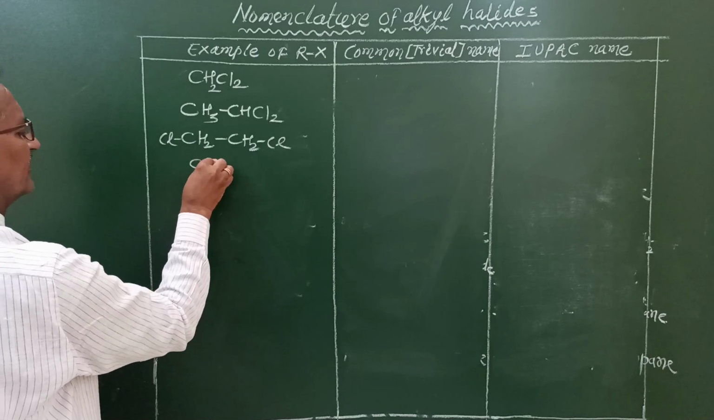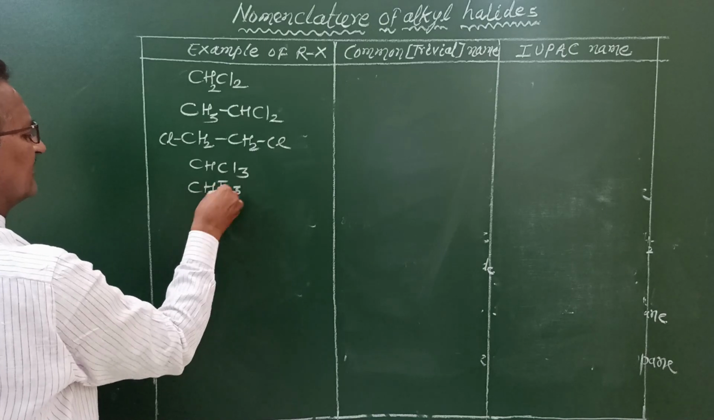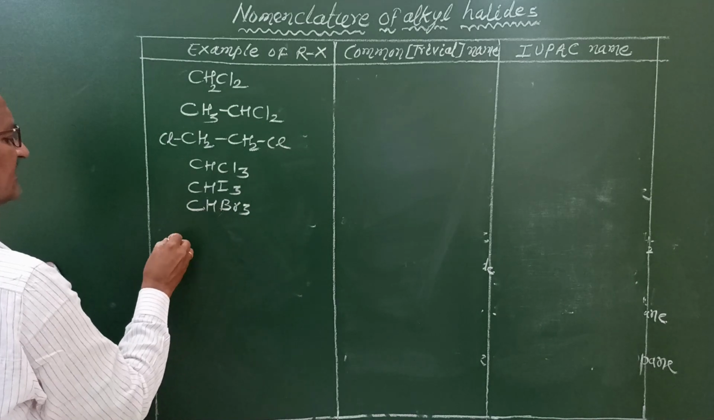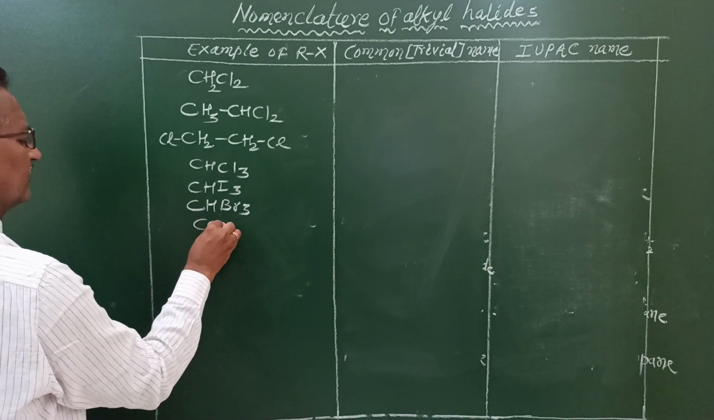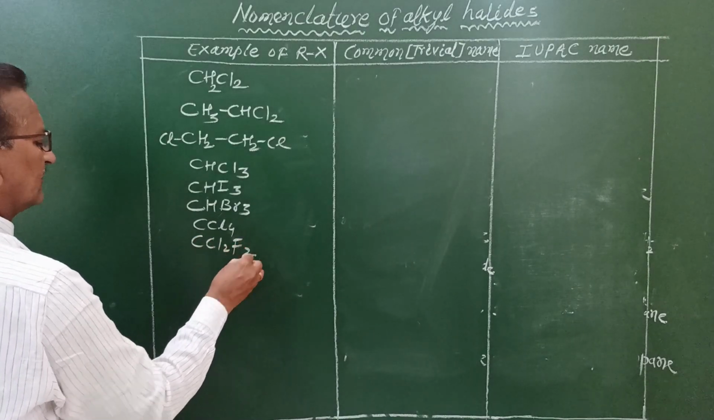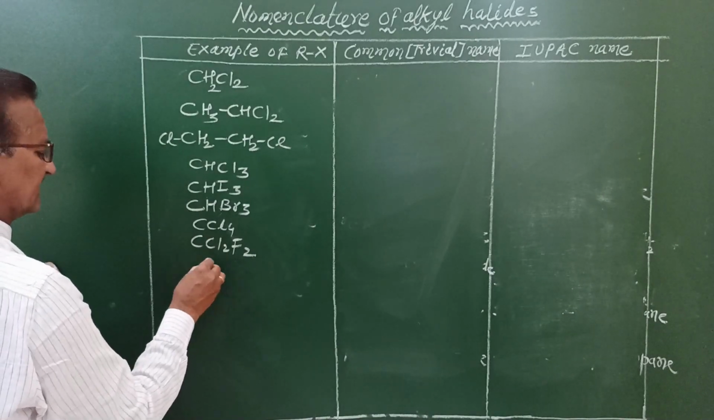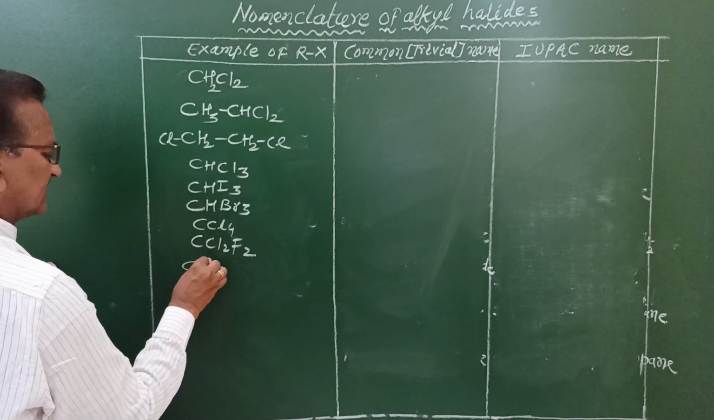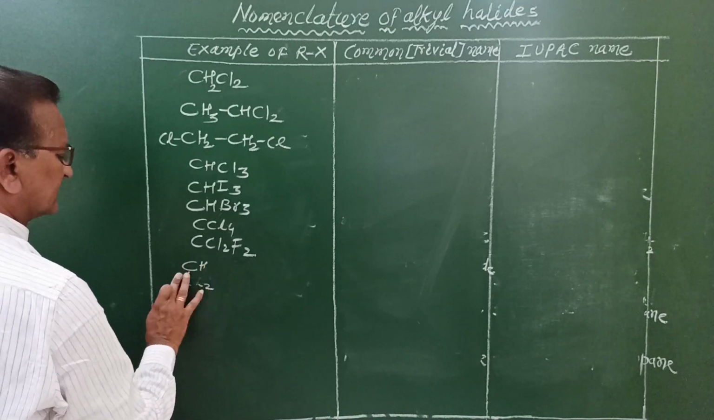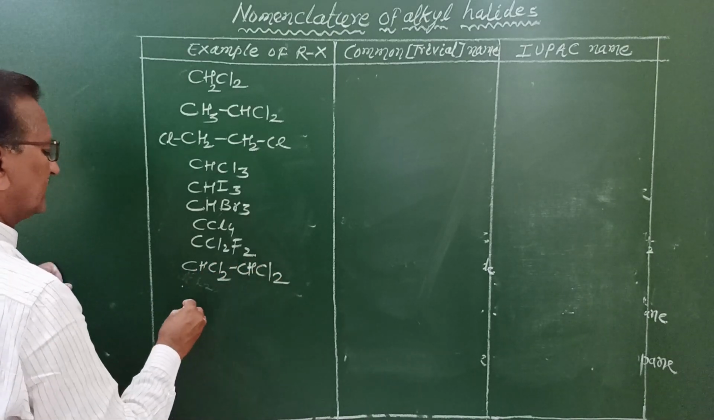Next, trihalogen derivatives of alkanes: CHCl3, CHI3, CHBr3. Next, tetrahalogen derivatives of alkanes: CCl4, CCl2F2. All these examples we have taken in classification also, but we will revise for practice. Next, CHCl2-CHCl2, we will write like this.